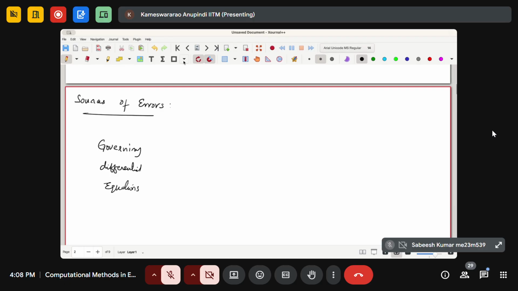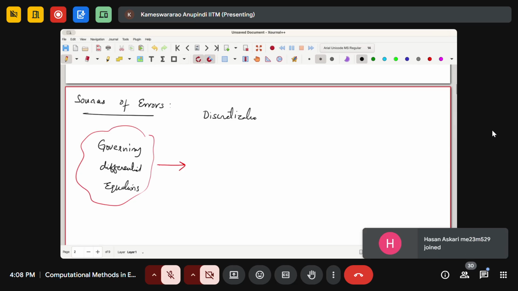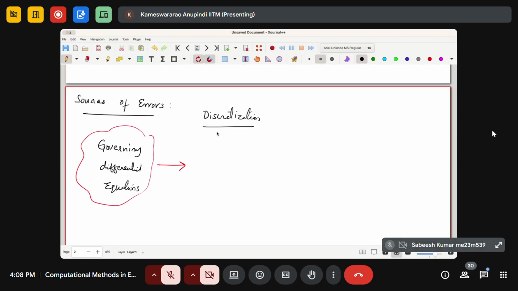Okay, so you have a set of governing differential equations which are essentially here. Now these governing differential equations are then applied. We apply a procedure called discretization. By discretization, what we mean is that we are going to convert these governing differential equations into a set of algebraic equations, right? We are converting these PDEs and ODEs into a set of algebraic equations.